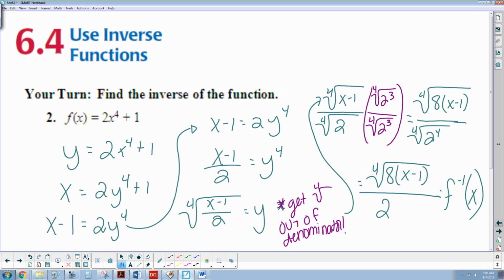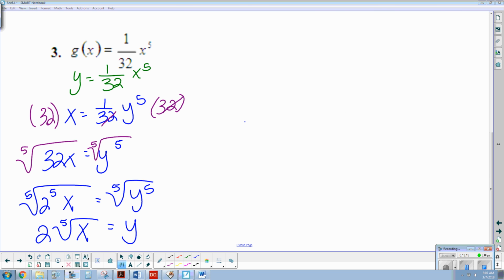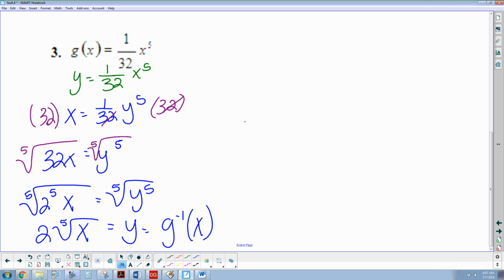Right, then there is one more. Please try this one on your own and pause the video while you work, and then you can unpause for the solution. You're looking for the inverse of the function. So here we're looking for the inverse. The inverse of g of x is 2 times the 5th root of x.